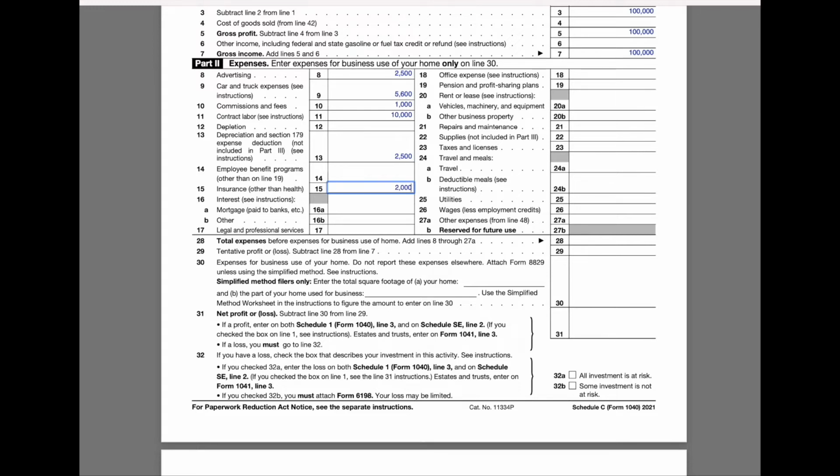Line 16, A and B. This is for mortgage interest. If you have a mortgage on your property and you received a 1098, you would go ahead and enter that amount on 16A. If you did not receive a 1098, you would go ahead and enter that interest on 16B. In our example, we did receive a 1098, so we will go ahead and enter that interest there.